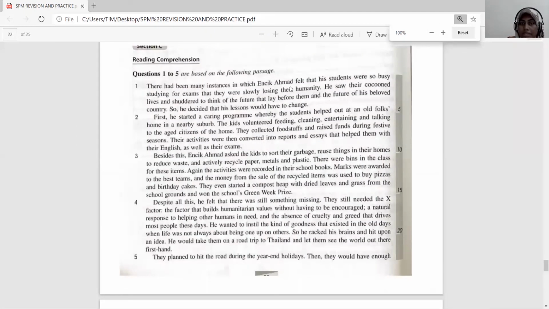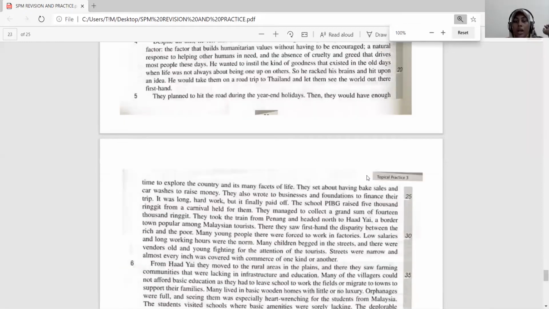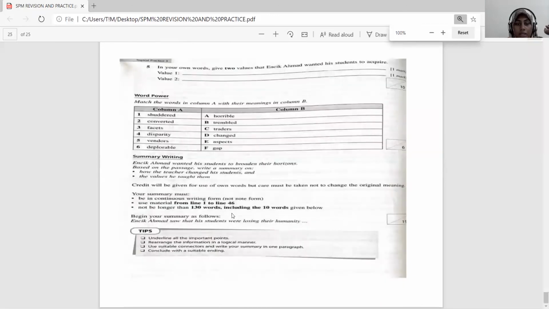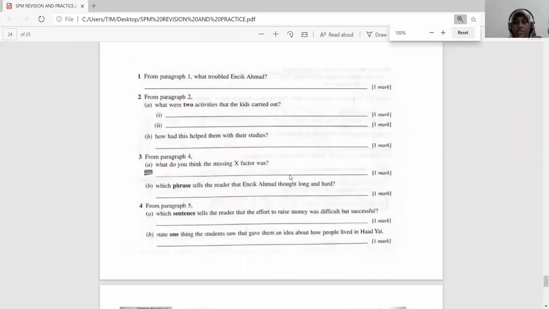Just now he said that Encik Ahmad realized that they are losing their humanity. Okay, how the teacher changed his students and the values he taught them? How the teacher changed the students?